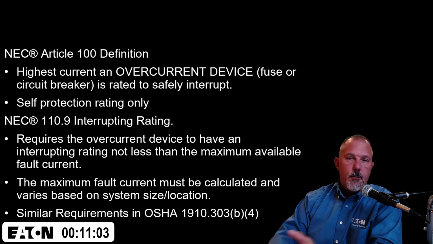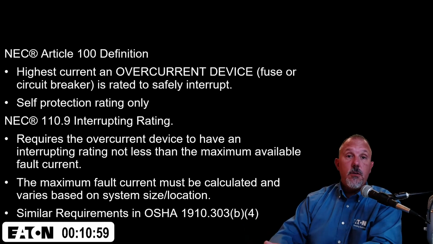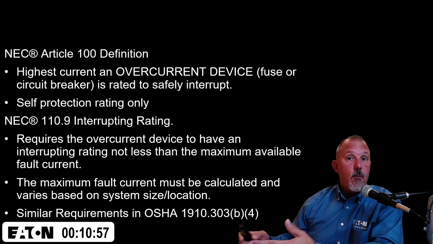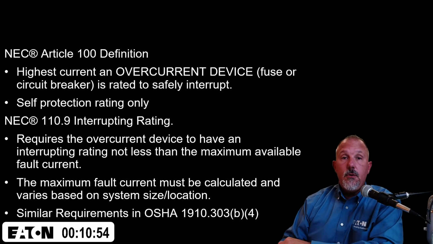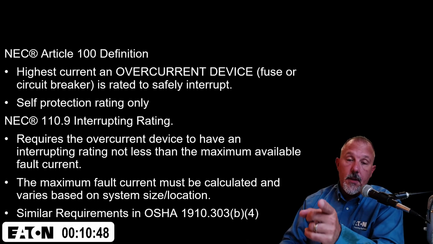But in any case, put that all aside. OSHA is going to tell you that you need to make it right. You can't just understand that you have an issue and then walk away from it. You're going to need to address the issue. You're either going to have to change the overcurrent protective devices, or you can reduce the available fault current, but you're going to have to do something to address that problem.